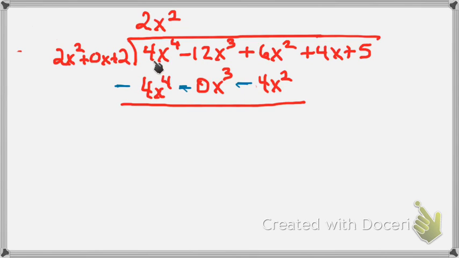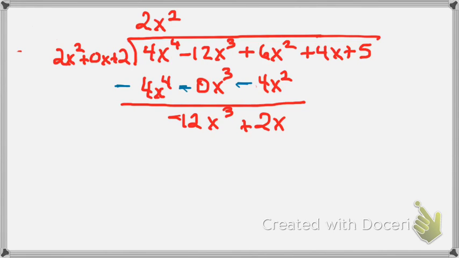4 minus 4 is the same thing as 4 plus negative 4. So I just go through and change my signs. And now the first term cancels out, which is what I want. When I put these together, what's negative 12 minus 0? Negative 12. So I have negative 12x cubed. And then what's 6 minus 4?